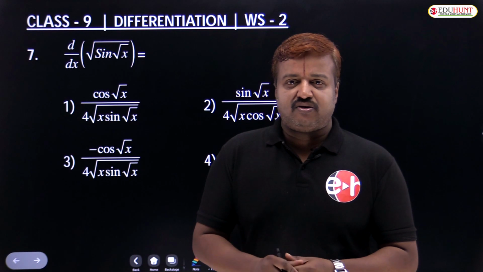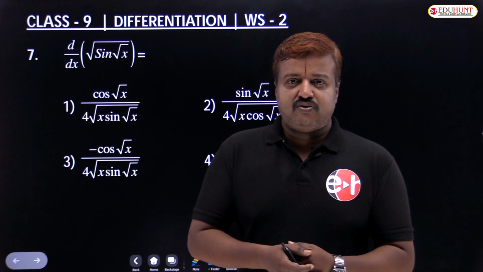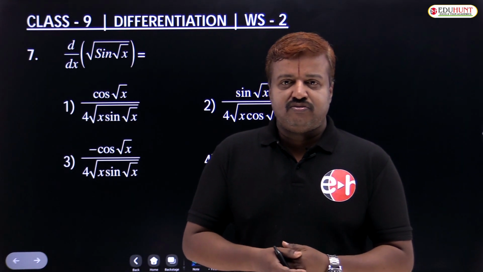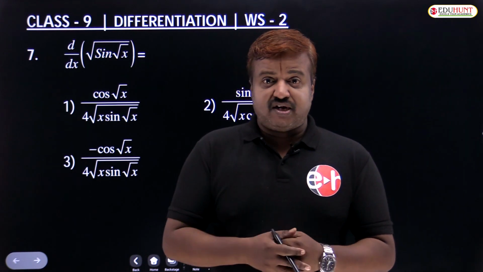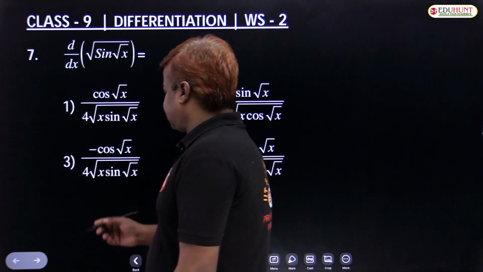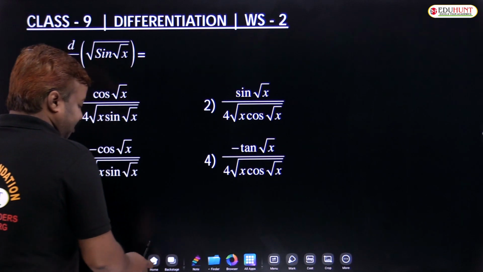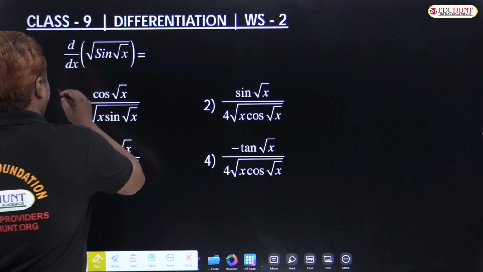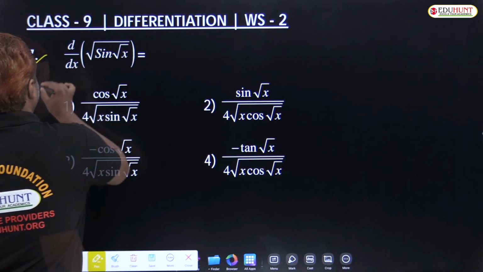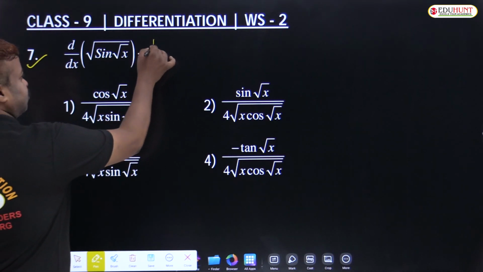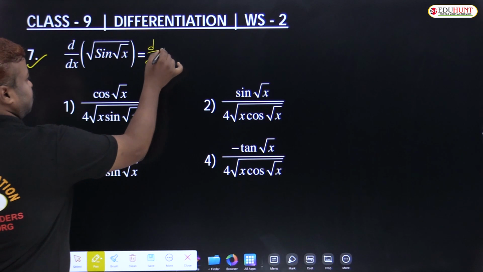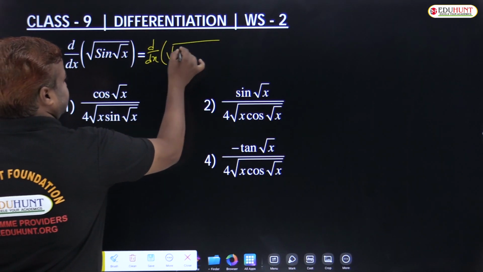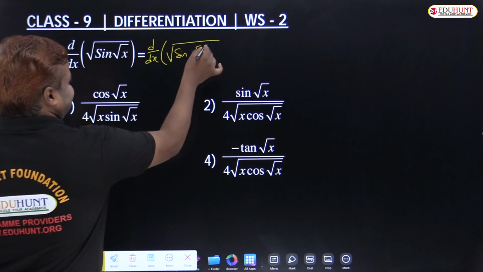Now I am going to explain question number 7 of worksheet 2, 9th standard, module 2 of the chapter differentiation. Here you can see the question: d by dx of root over sin root x is the question.